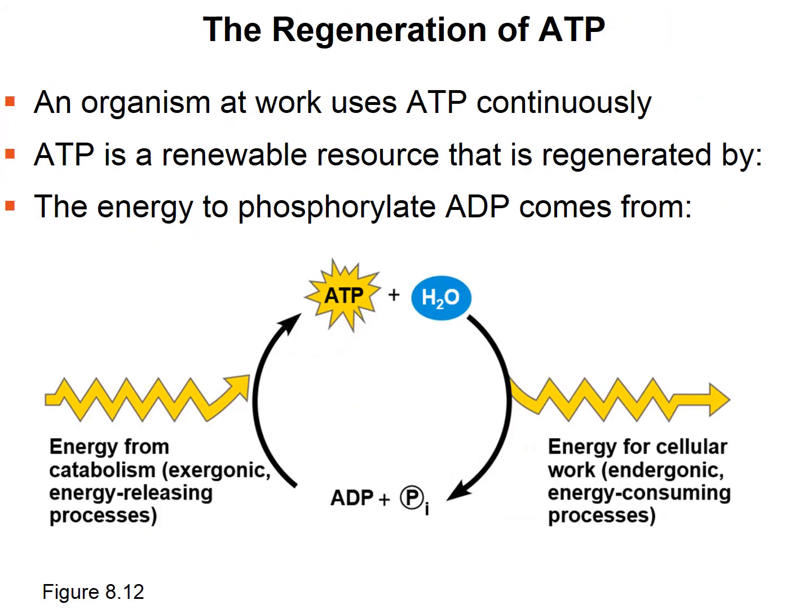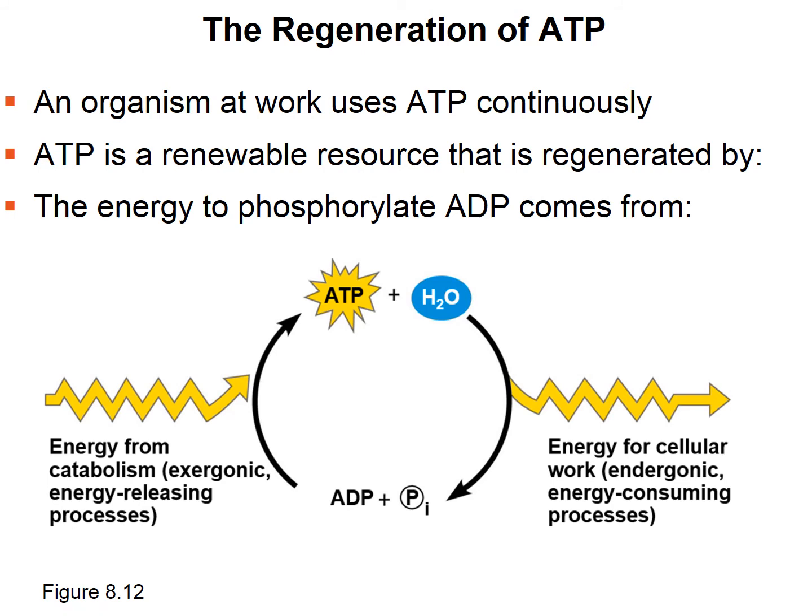An organism at work uses ATP continuously. ATP is a renewable resource that is regenerated by the addition of a phosphate group to ADP, adenosine diphosphate. The energy to phosphorylate ADP comes from catabolic reactions in the cell. So in this example down below, we see the energy coming in from catabolism. Remember, catabolism is exergonic, it's energy releasing, and this energy is used to add the phosphate group to ADP to produce ATP. Water then breaks down ATP and energy is released.